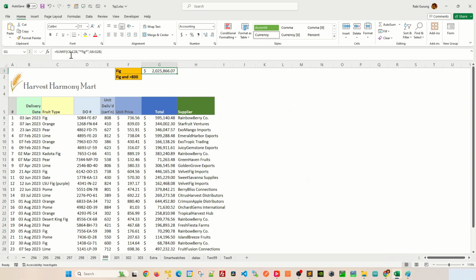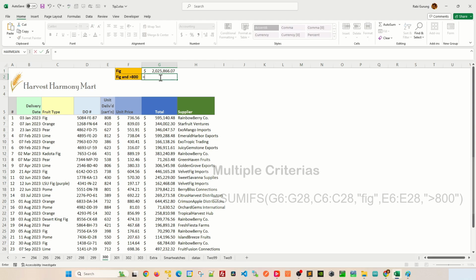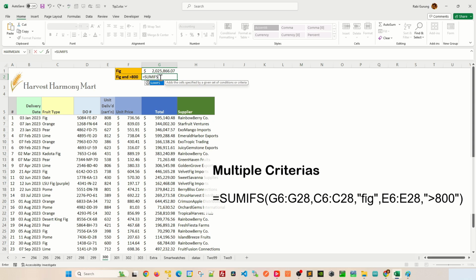But what if you have multiple conditions or criteria? Right now I'm looking for only fig, but what if I want to look for fig and at the same time unit deliver carton of greater than 800? You're gonna have to use a function called SUMIFS with an S here like this, open parenthesis, and the argument is a bit different here. So the first argument would be your summing range, which is your total, which was argument number 3 on the SUMIF. But the second argument here would be the criteria range.